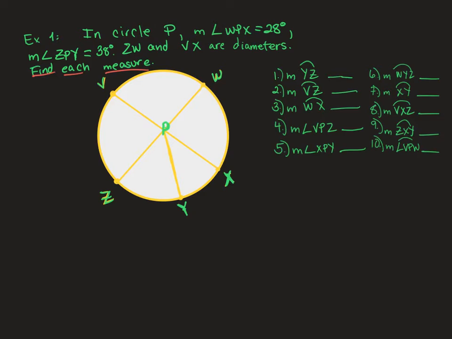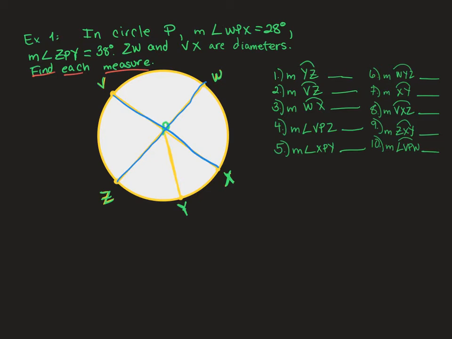And very important to understand that it says here ZW and VX are diameters, which will help us solve this circle and all the measures on the other side. So first thing we need to do is insert all our givens.